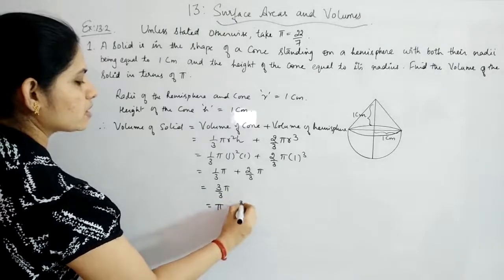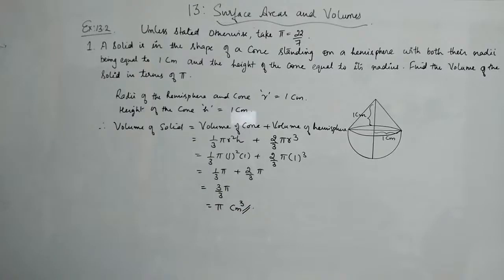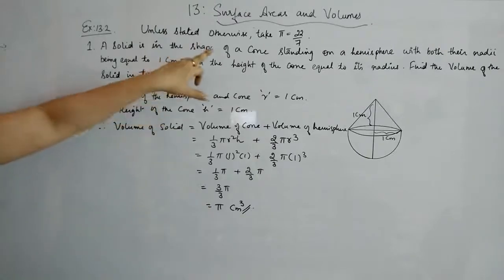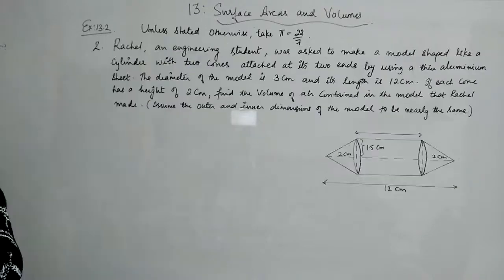What will be the unit? Centimeter cube. Okay, so the answer for the total volume of the solid is pi centimeters cube. And since they have asked that it should be in terms of pi, we need not change the value of pi, because they are not saying to use 22 by 7. So we are just leaving it as pi centimeter cube.